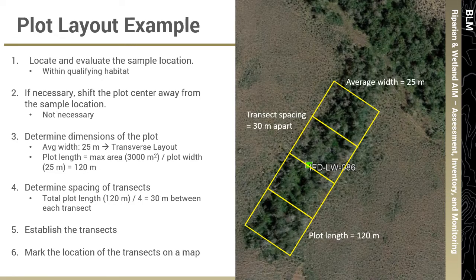This photo shows the 6-step process for a transverse layout. This layout was chosen as it accommodates the qualifying habitat and the plot did not need to be shifted. With an average width of 25 meters and total plot length of 120 meters, the 3 transects were spaced equally 30 meters apart.